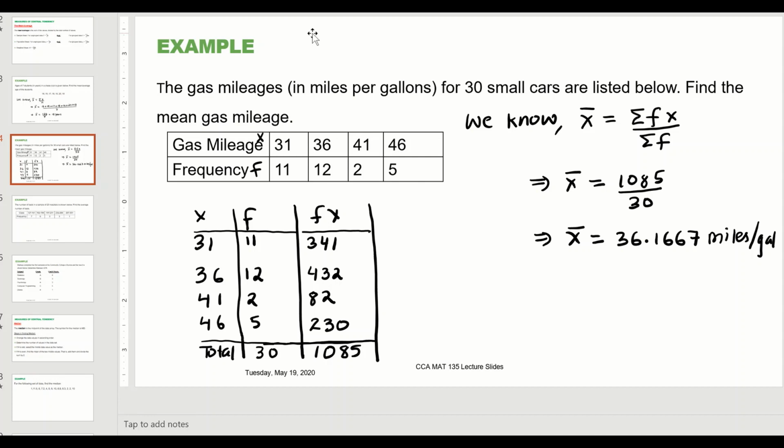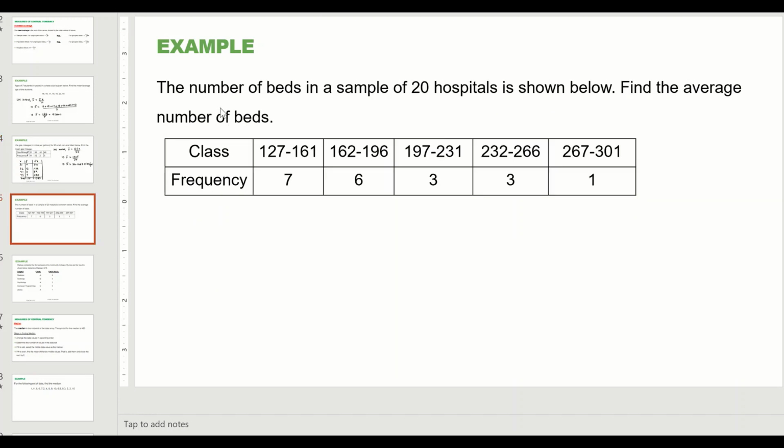Now we are going to look at the third example, and this is going to be grouped data with the classes given. Okay, here is the third example. The number of beds in a sample of 20 hospitals is shown below. We have to find the average number of beds.